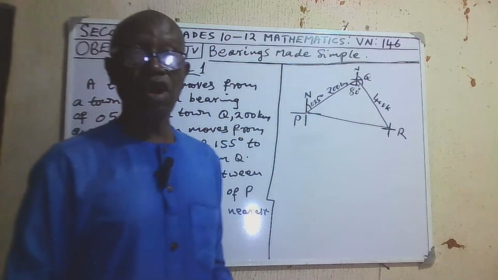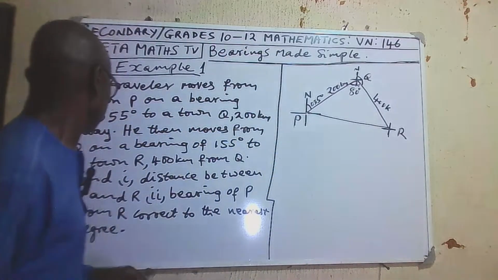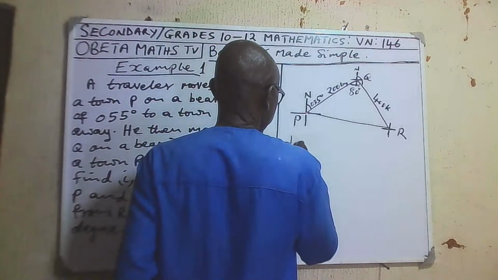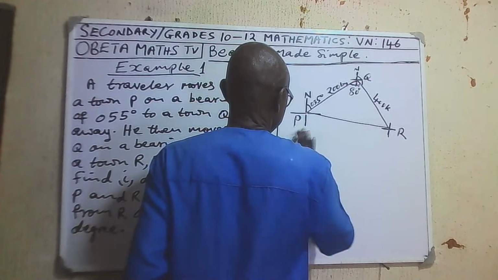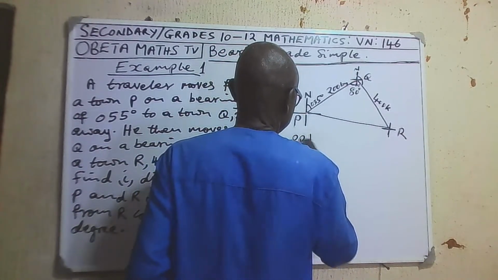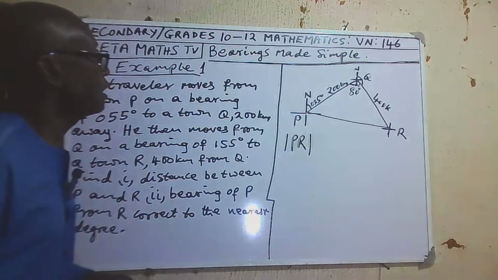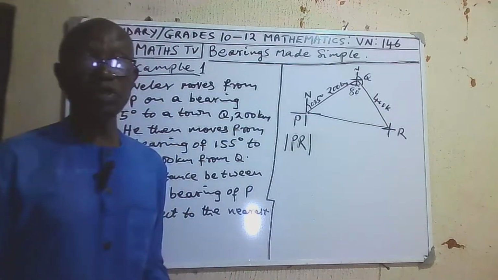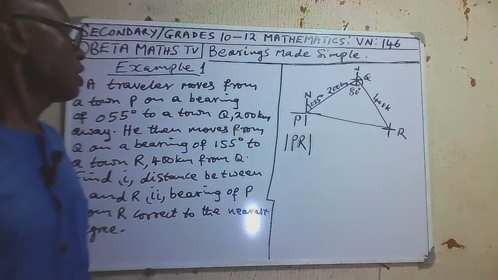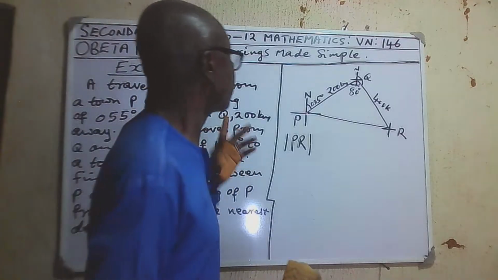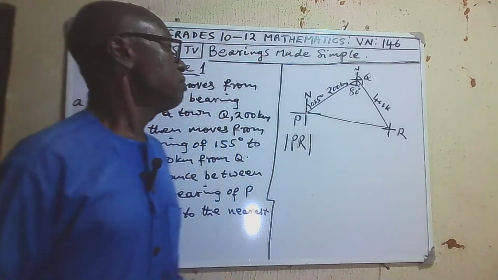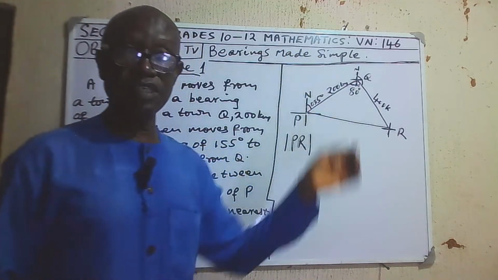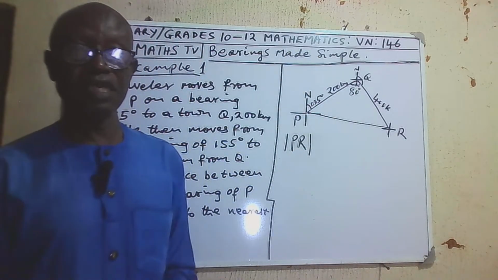Okay, so moving on, we are to find the first one, the distance between P and R. So we have to look for P, R. In this case, since we know two sides and one angle, we are supposed to use cosine rule. So anytime you know two sides and one angle, the best formula to use is cosine rule. Now, if it is angle 90, that is if it is a right angle triangle, use Pythagoras theorem.